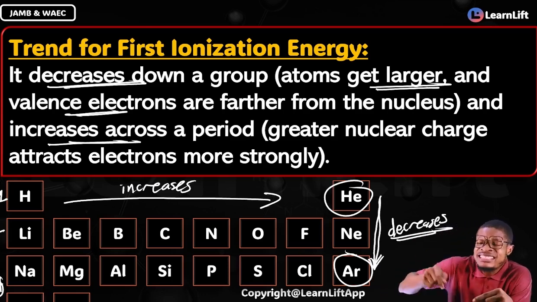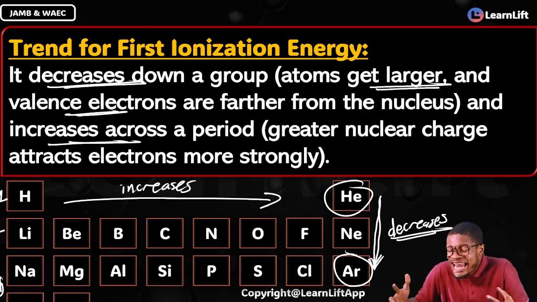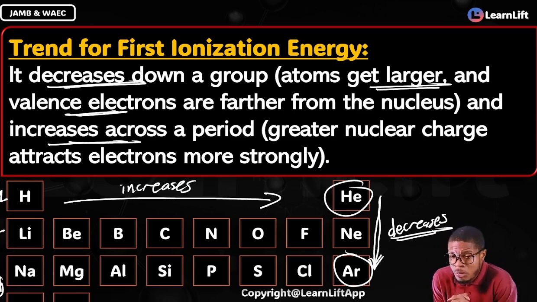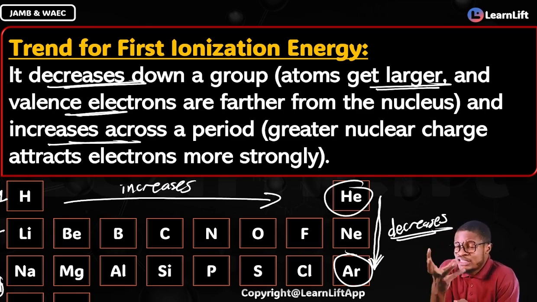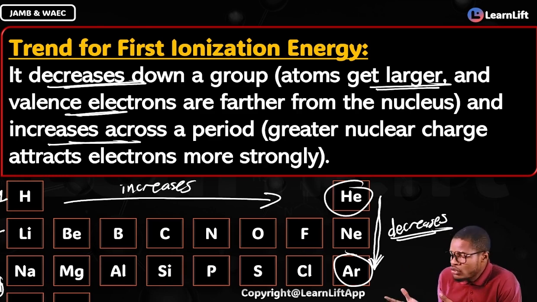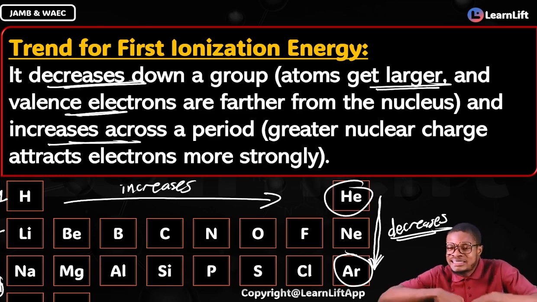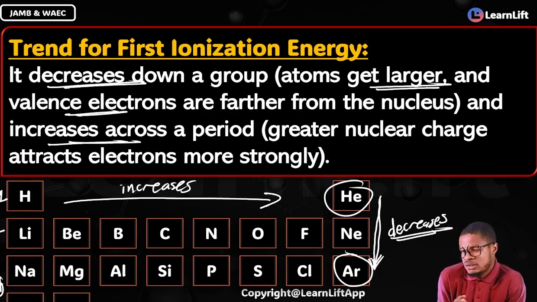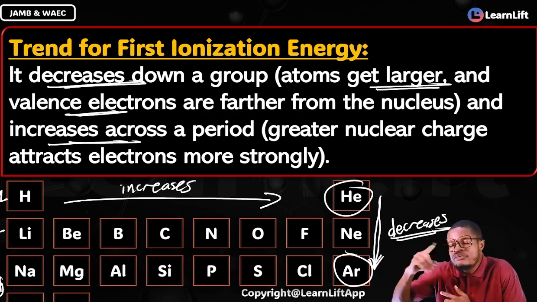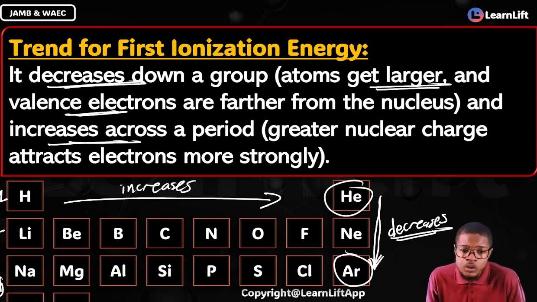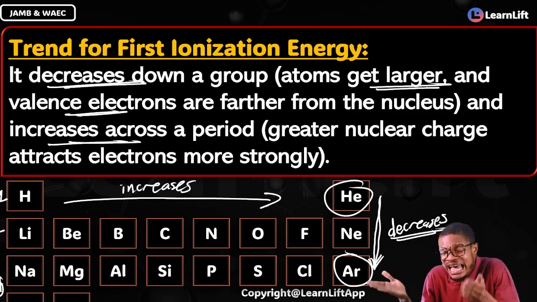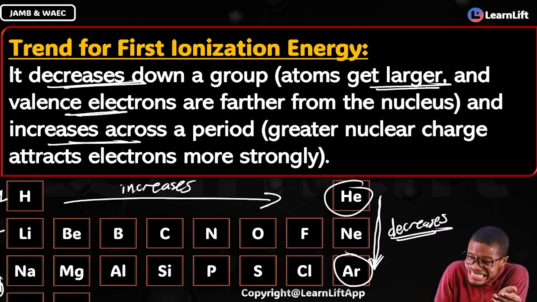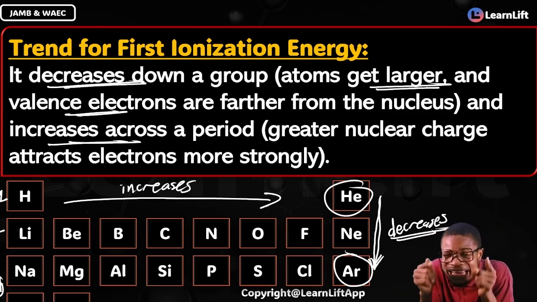So the valence electrons in your helium are held strongly because the size is small. So the force from the nucleus is high, dragging it to itself. Compared to your argon, the size is big. So the valence electrons are loosely held. So to remove the valence electron will now be what? Much easier. So don't forget that your first ionization energy does what? It decreases down the group.